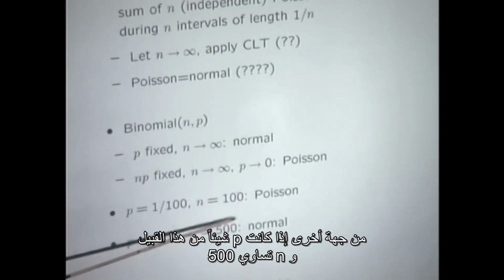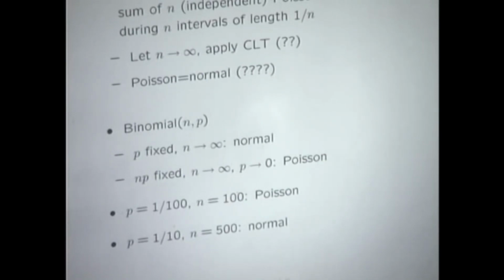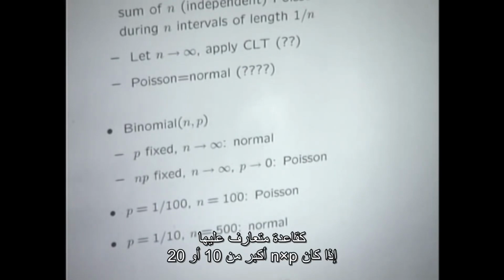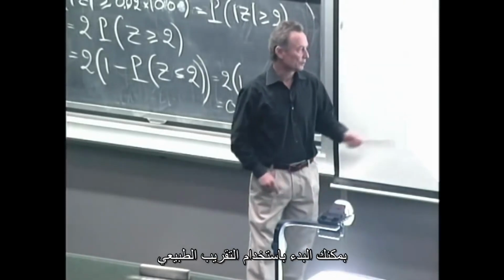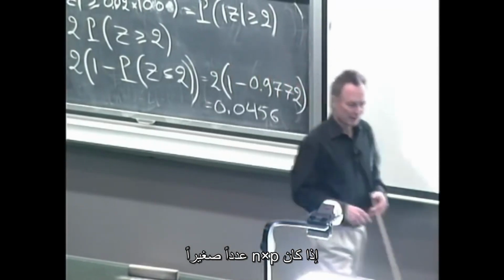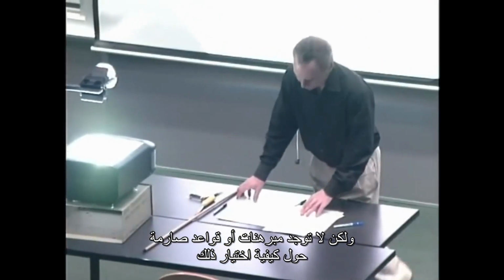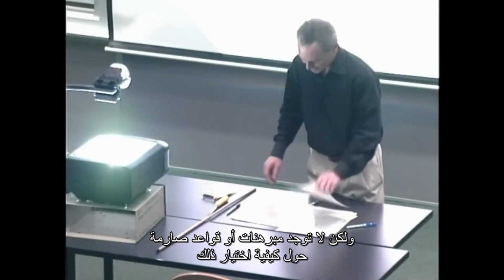On the other hand, if p is something like this and n is 500, then you expect to get a distribution for the number of successes with a mean of 50 and a fair amount of spread around there. It turns out that the normal approximation would be better in this context. As a rule of thumb, if n times p is bigger than 10 or 20, you can start using the normal approximation. If n times p is a small number, then you prefer to use the Poisson approximation. But there are no hard theorems or rules about how to go about this.